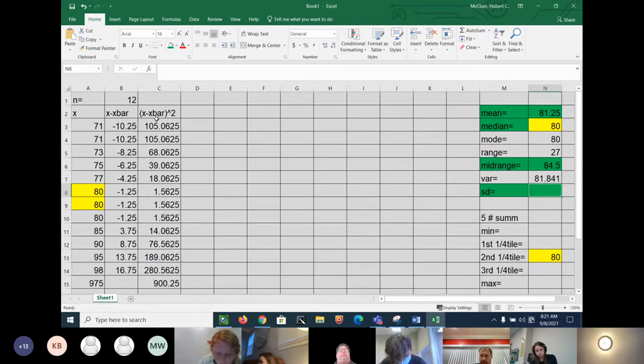Somebody give me a thumbs up and tell me if that's what you got. Okay, thank you. And now take the square root of that or raise that to the 0.5 power. And that is the spread. And we're going to talk about that in just a minute. Because the key word for the standard deviation is the spread.